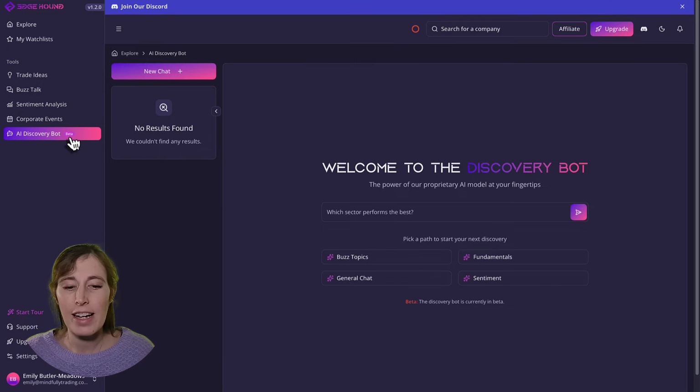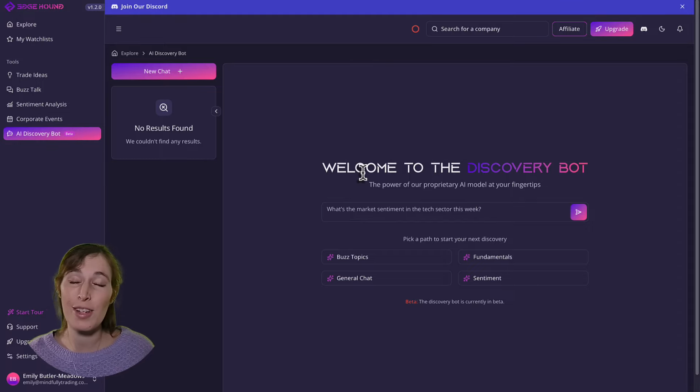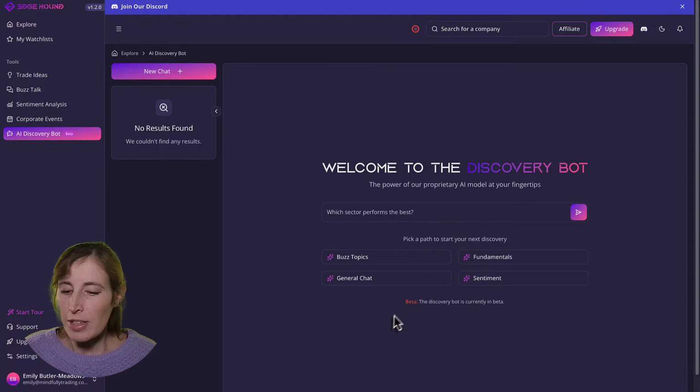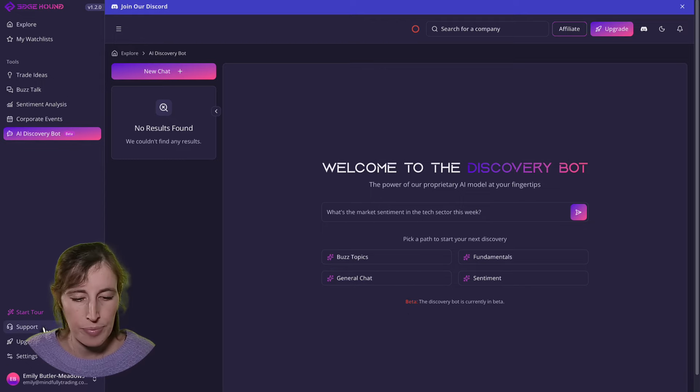Finally, we have the AI discovery bot, which is similar to a ChatGPT feature, but this one will be geared and coded, focusing on financials, investing and trading. It does say at the bottom, beta, the discovery bot is currently in beta mode, so I'm not going to spend too much time on that right now.